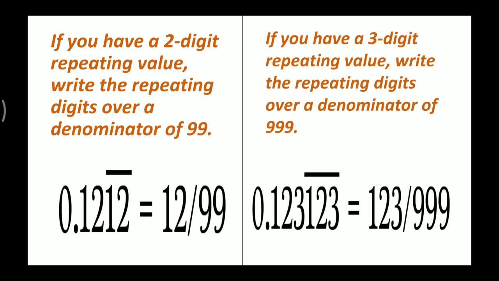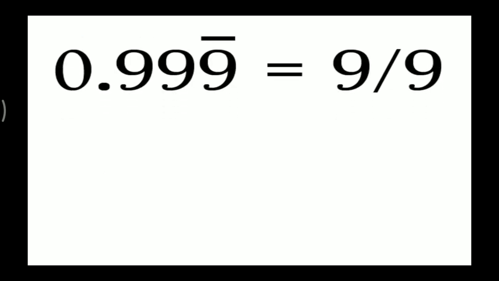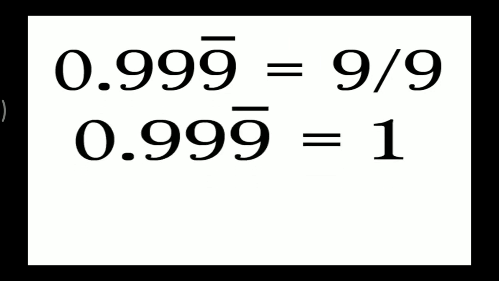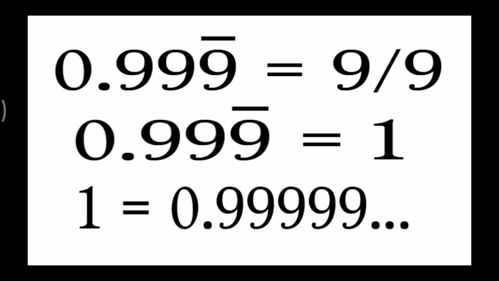So using the same solution, let us go with 0.999 recurring. So you just have to write the repeating digit, which is 9, over a denominator of 9. So your value of 0.999 recurring will be equal to 9 by 9, which is nothing but equal to 1. So 1 is equal to 0.999 recurring. Try to convert such type of recurring decimals to fractions using this solution.